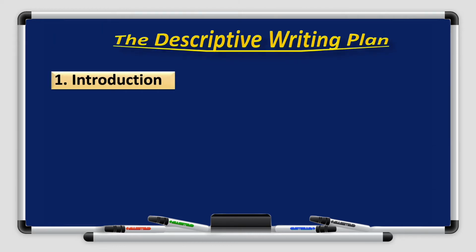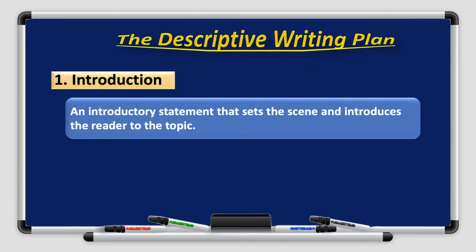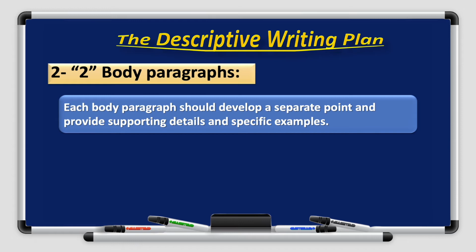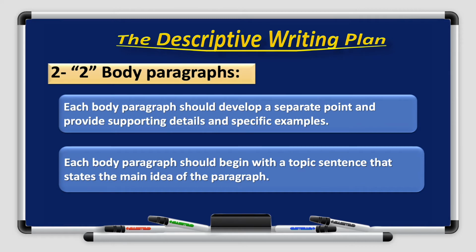The descriptive writing plan includes the introduction, which is an introductory statement that sets the scene and introduces the reader to the topic. Have a strong opening line that grabs the reader's attention and that makes them want to read your writing. You then have 2 body paragraphs. Each body paragraph should develop a separate point and provide supporting details and specific examples. Each body paragraph should begin with a topic sentence that states the main idea of the paragraph.